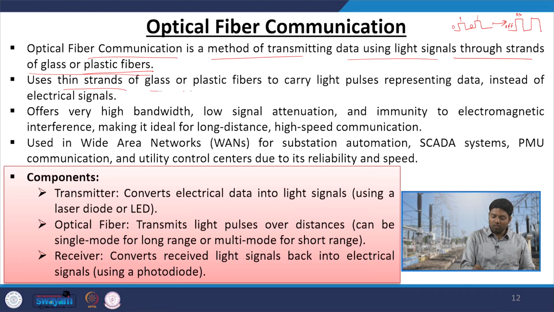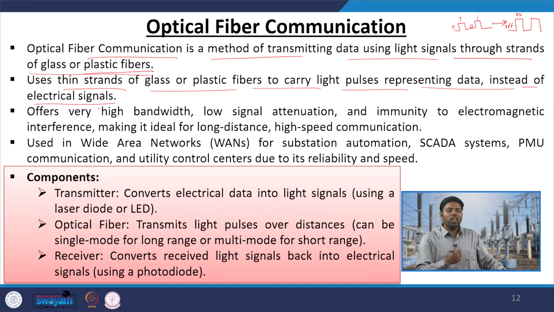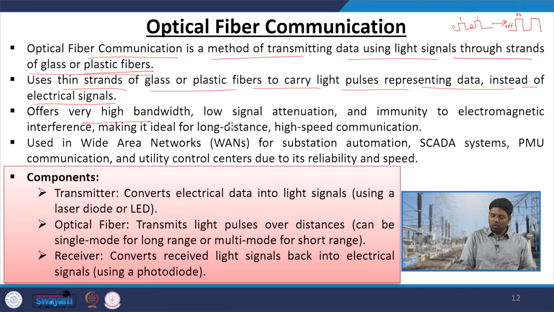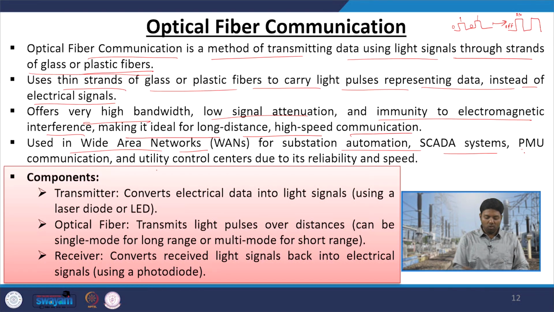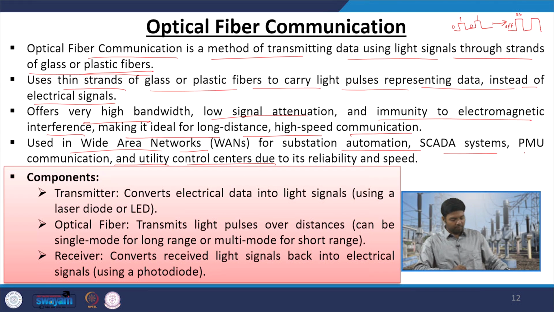It uses thin strands of glass or plastic fibers to carry light pulses representing data instead of electrical signals. We are not sending it as an electrical signal like we did for the PLC. Here we are sending it as a light signal. Okay. It offers very high bandwidth, low signal attenuation and immunity to electromagnetic interference, making it ideal for long distance and high speed communication. Okay. It is used mostly in WANs for substation automation, SCADA systems, PMU communication and utility control centers due to its reliability and speed.